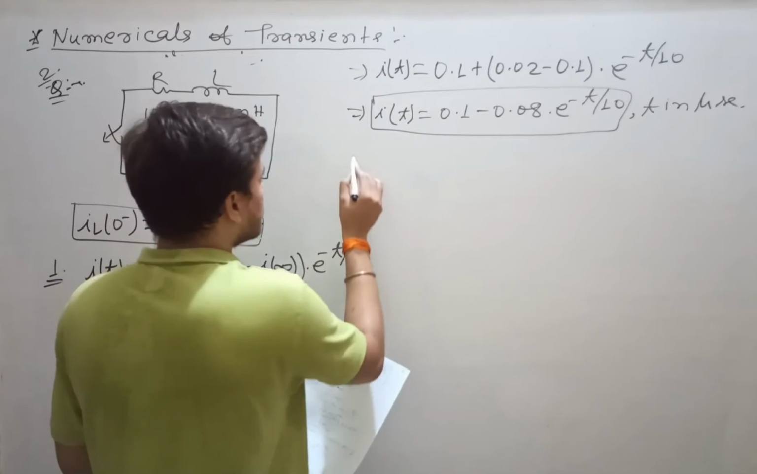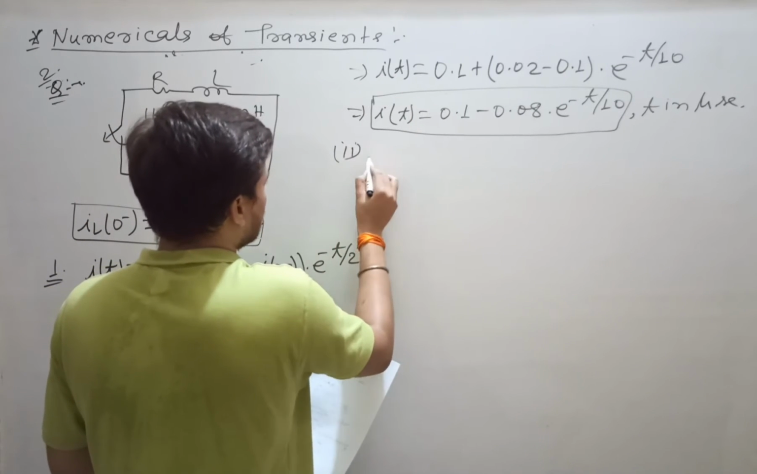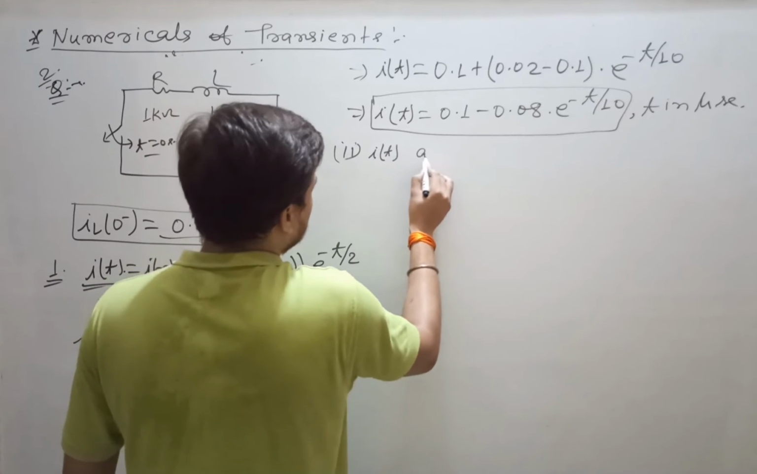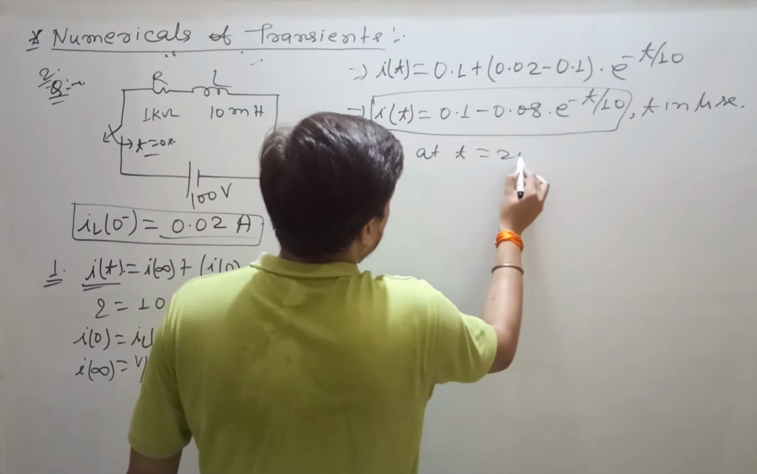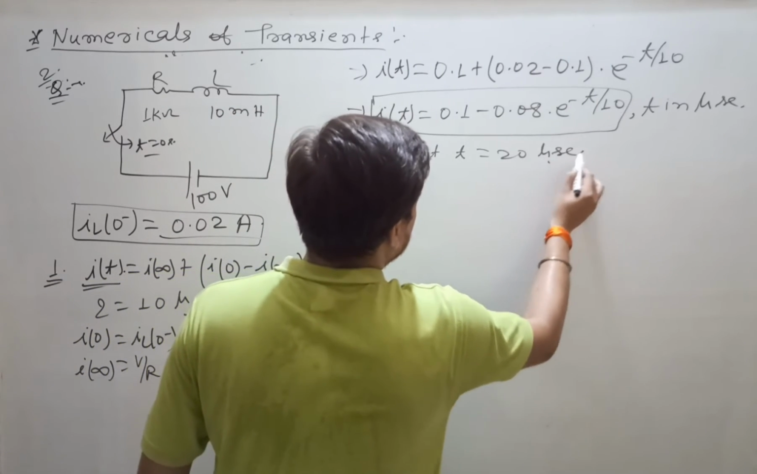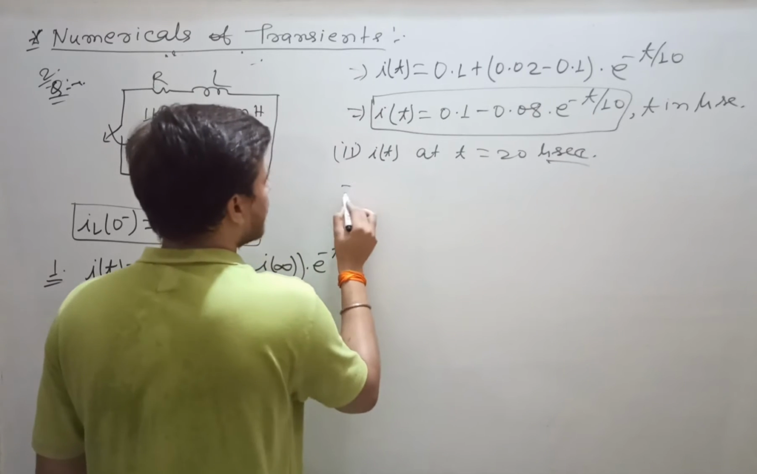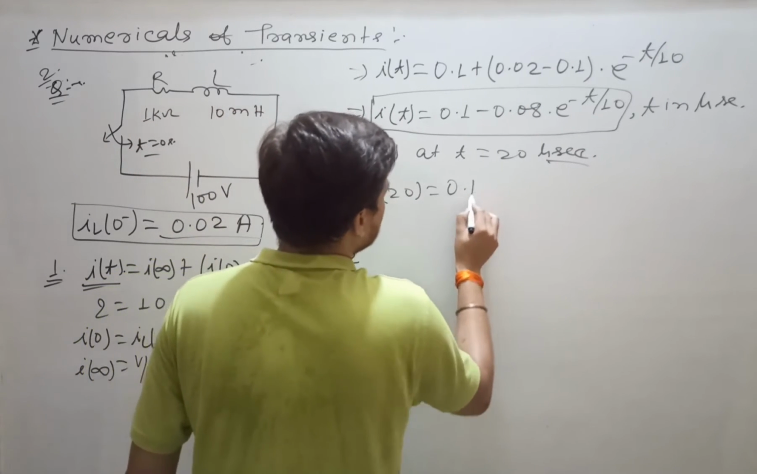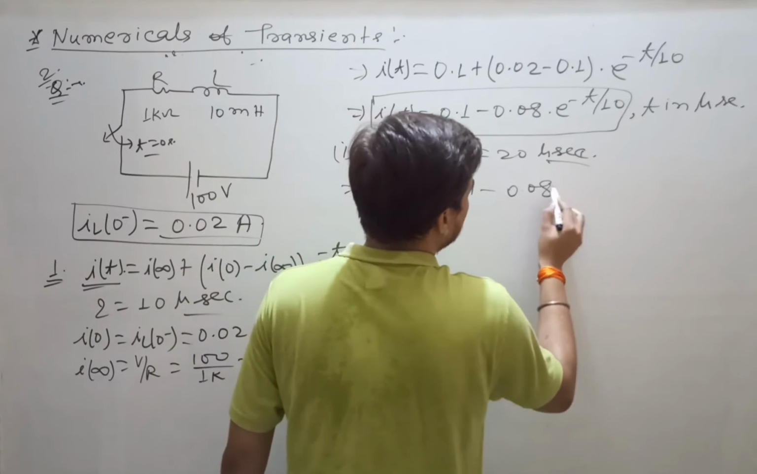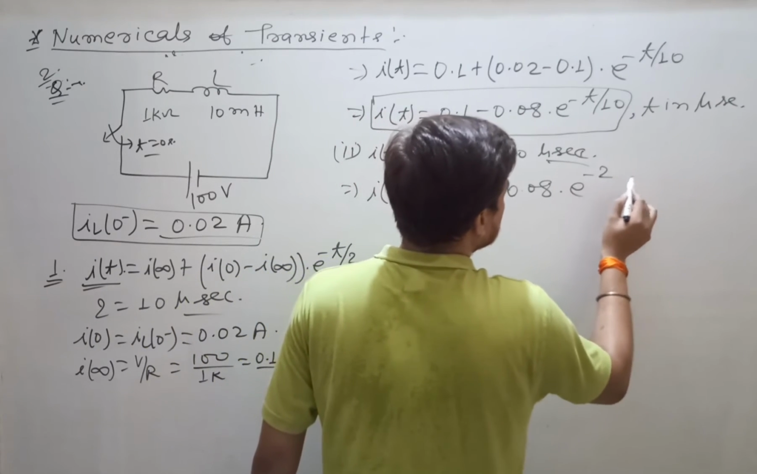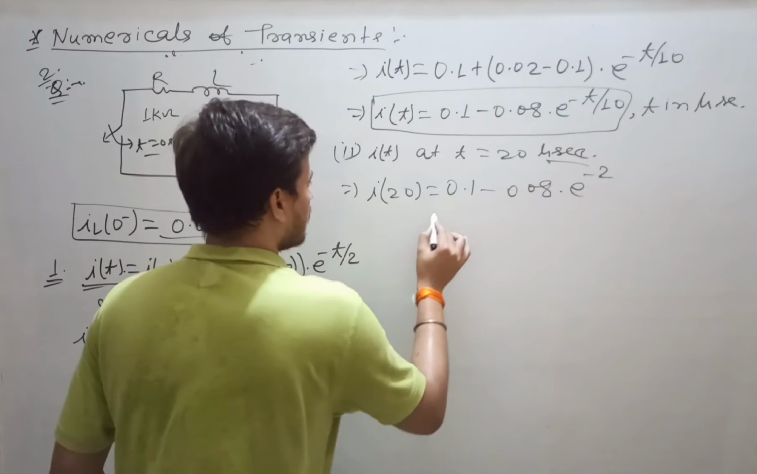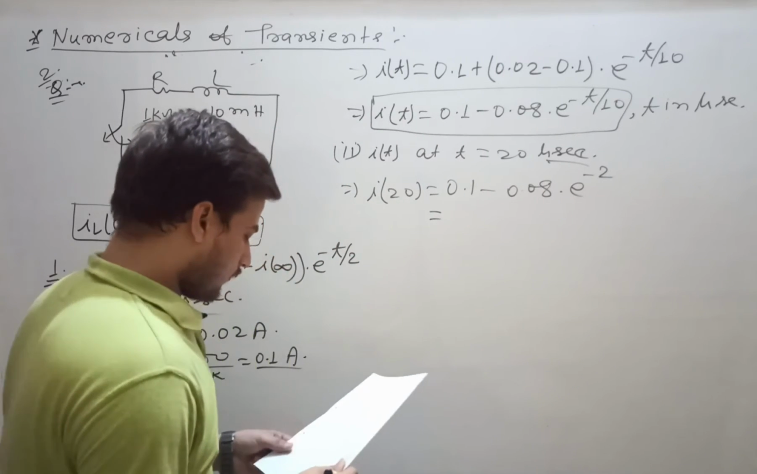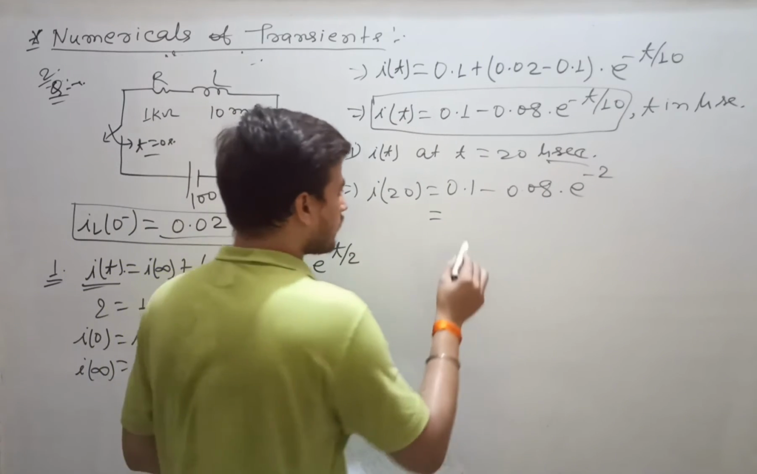Next, second question is you have to find IT at t equal to 20 microsecond. If you find IT at t equal to 20 microsecond, that means I20, here it will be 0.1 minus 0.08 into e to the power minus 2, that means 20 by 10. From here the value of IT coming is 89.17 milliampere.